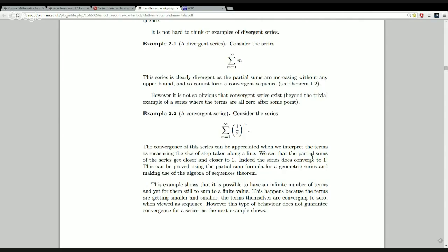Is that okay? Any queries about that example that we looked at last time? Any clarification I could give to it? Further clarification?